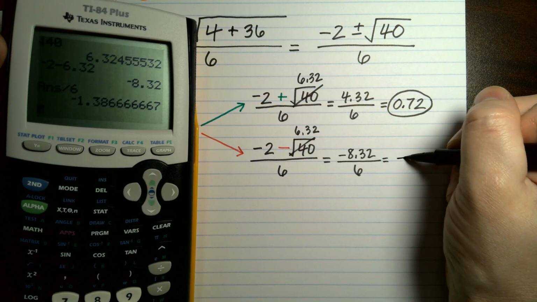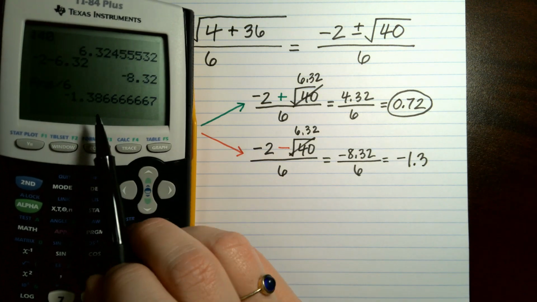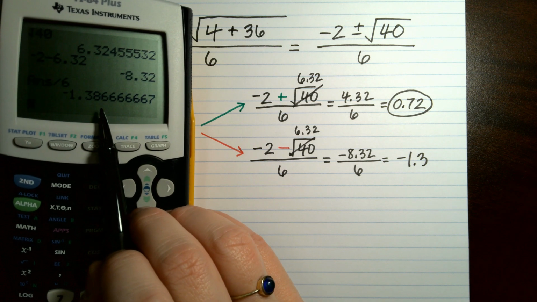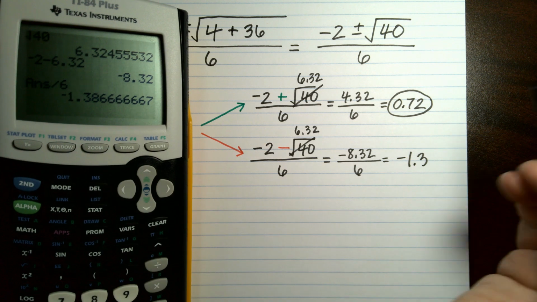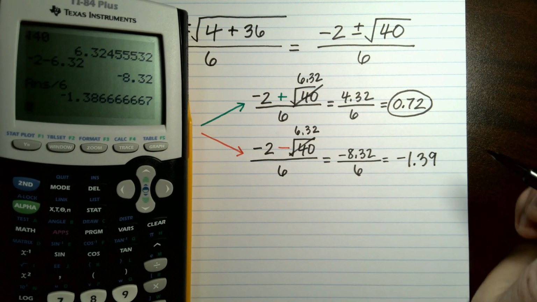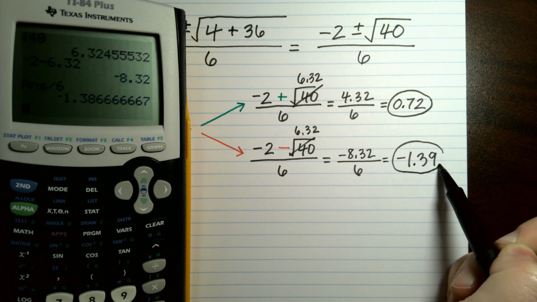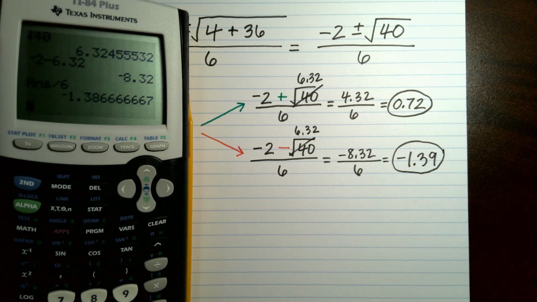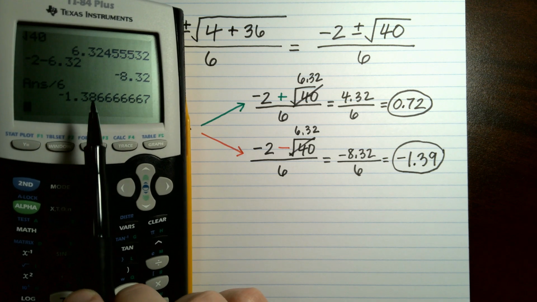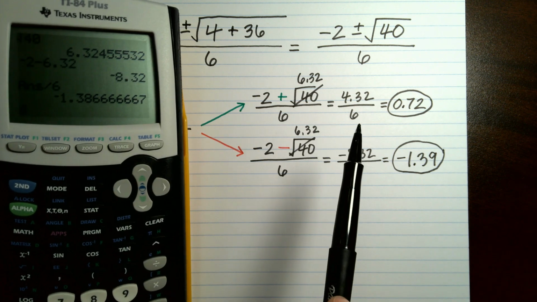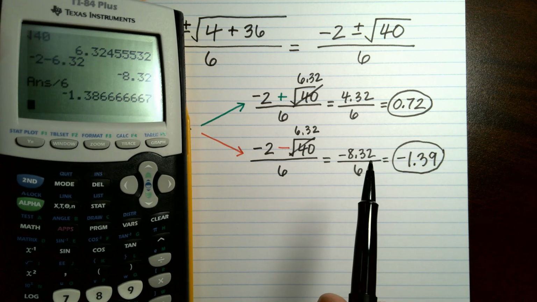So I got -1.3, and since the number after 8 is larger than 5, we would round that up to 1.39. And that would be our answer. Got 1.38. So I got 1.3866666667. Is that what you got on your calculator? Yeah. Okay. I just didn't round it up.